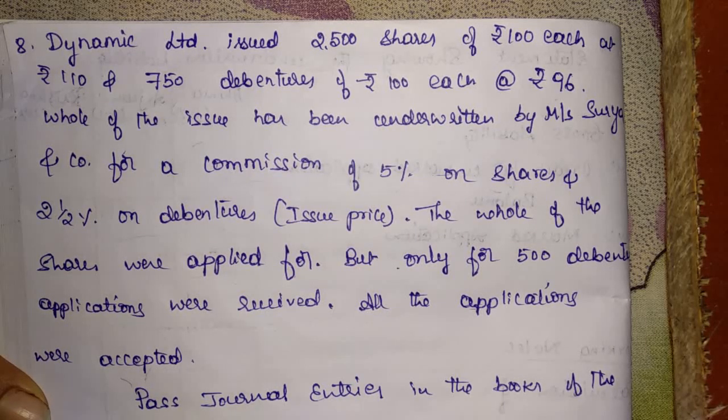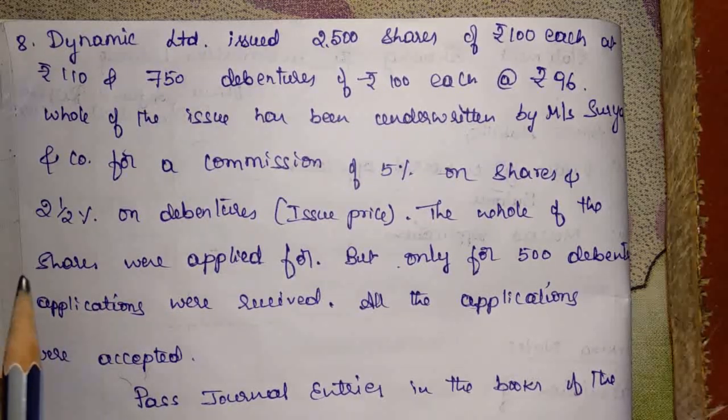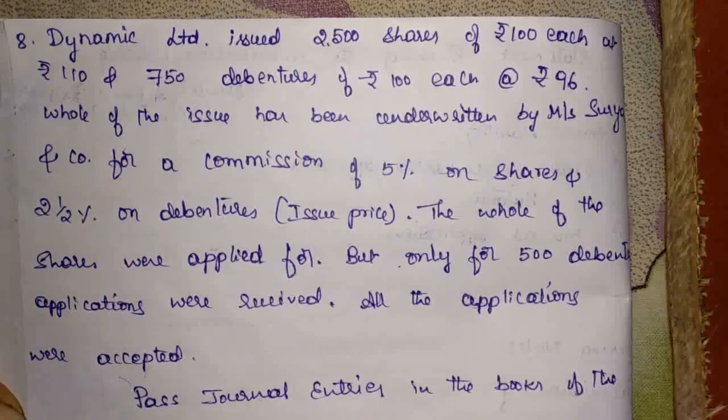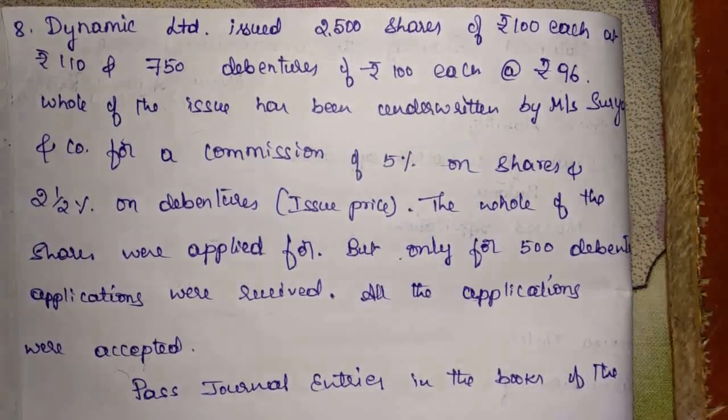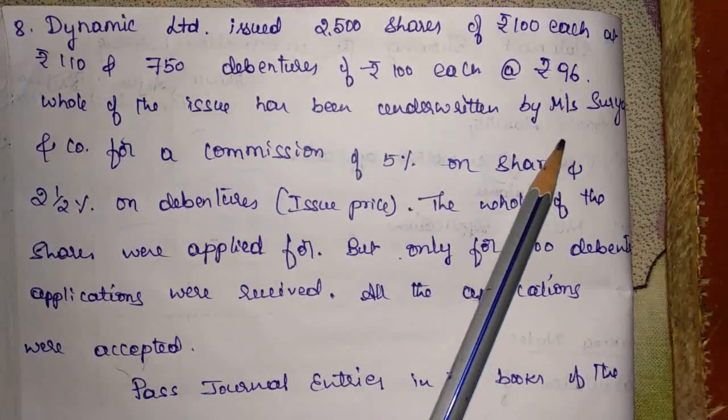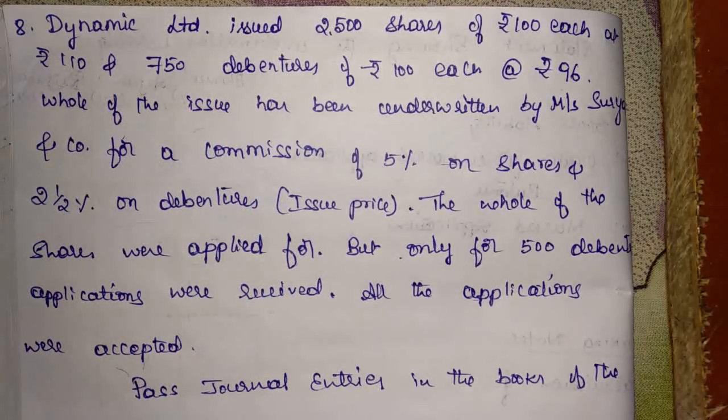Pass journal entries in the books of the company. So this problem is relating to the first case, that is, a single underwriter underwrites the whole of the issue. So we'll see how to solve this problem.